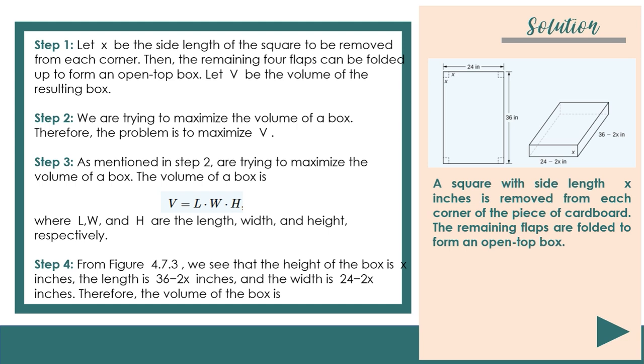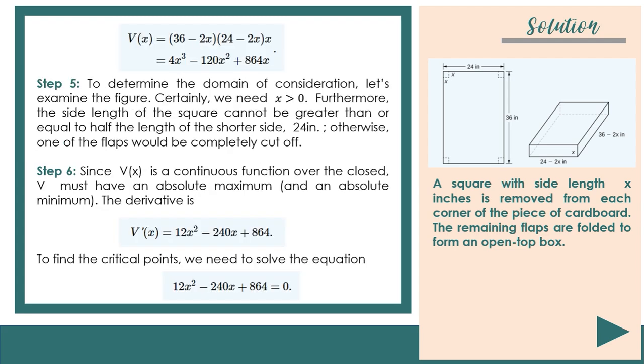The length is, so the whole length is 36, minus two x, so we have 36 minus 2x. And the width is 24 minus 2x. So our volume of the box will be length times width times height, so we have (36 minus 2x)(24 minus 2x), then our height will be x. Then, in order to find the volume, we are going to multiply the three parameters. Length times width times height, we will have the equation 4x cubed minus 120x squared plus 864x.